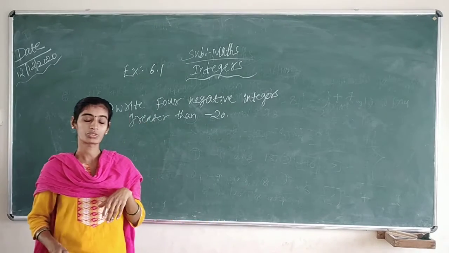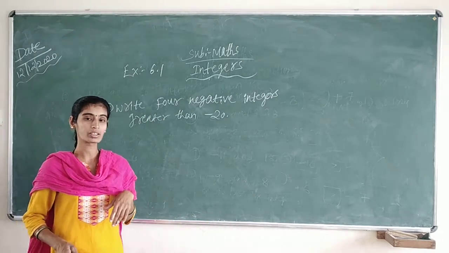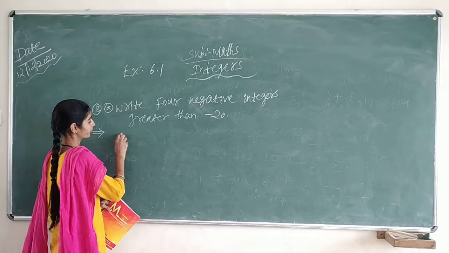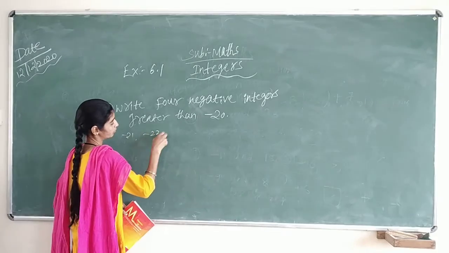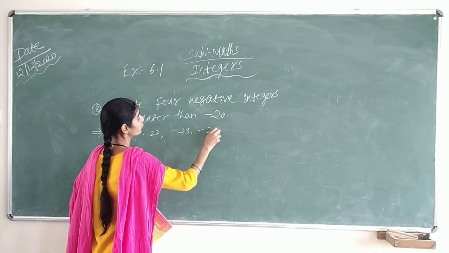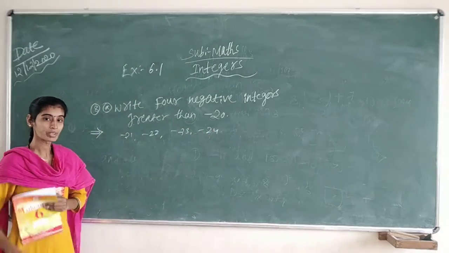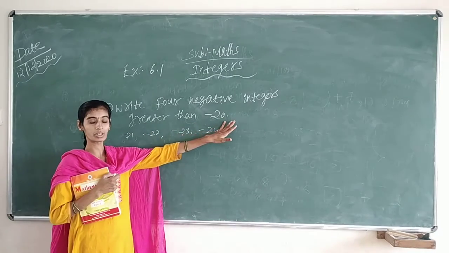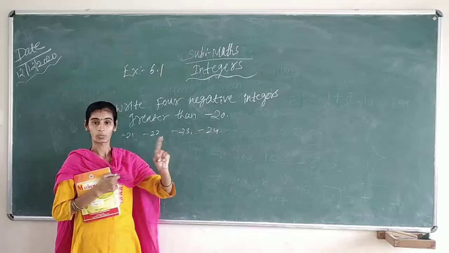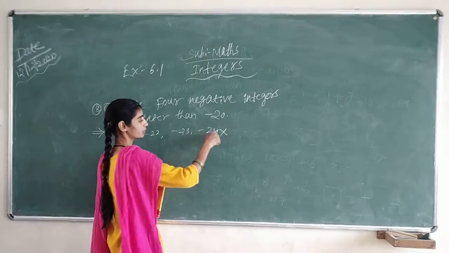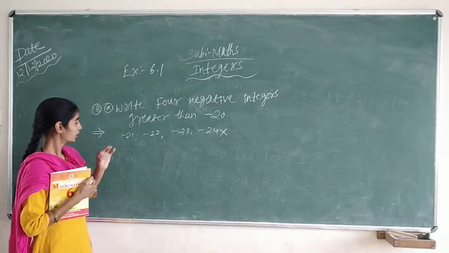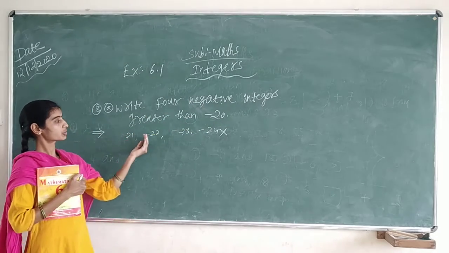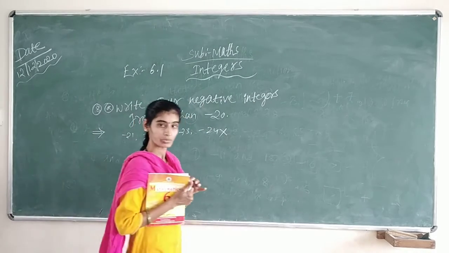Then which numbers do you have to write? Any idea, children? Shall I write minus 21, minus 22, minus 23 and minus 24? Will this be correct, children? Are minus 21 and minus 22 greater than minus 20? No. So this option will be wrong. Why? Because minus 21 is smaller than minus 20. Again, minus 22 is smaller than minus 20.